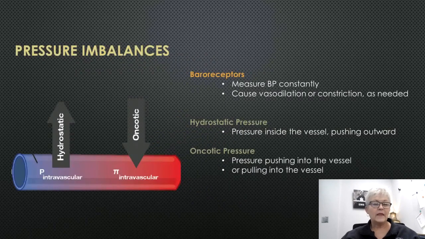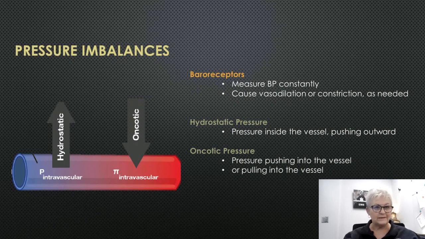Okay. And then the last, probably complicated, question that I asked was to describe or give an example of how our body often corrects an imbalance in pressure. So there were two things here. I did say think hydrostatic and oncotic pressures, okay? A lot of you talked about baroreceptors, and so I think this is worth discussing.